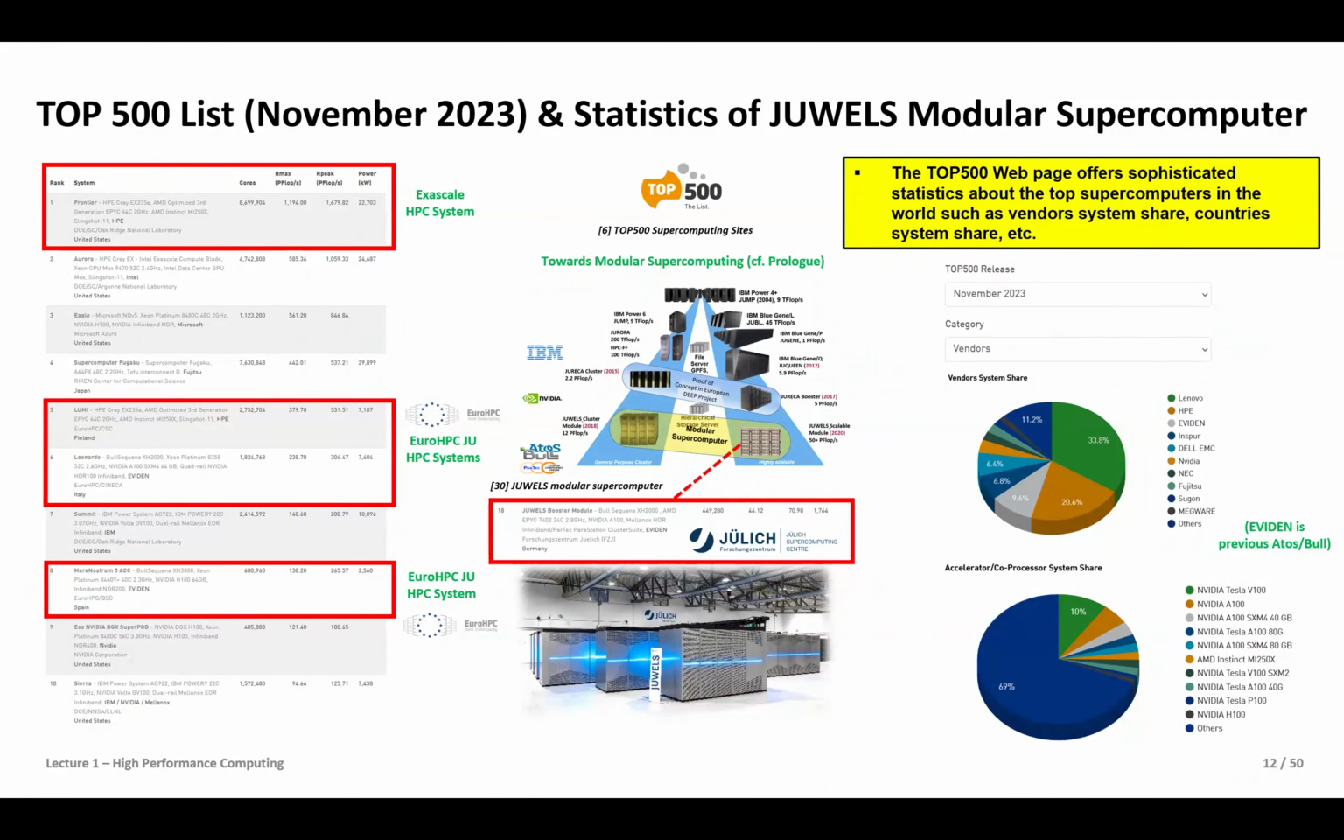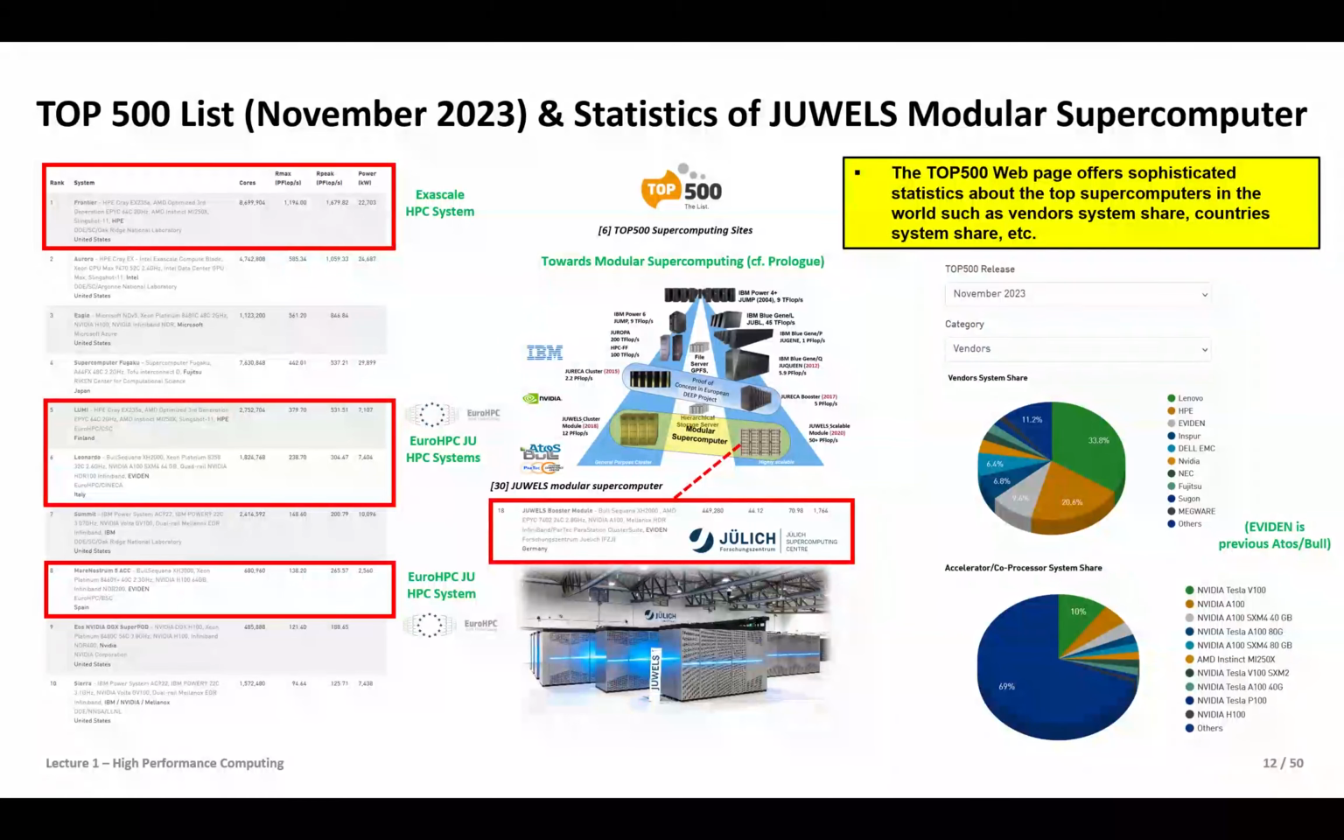Then we have here LUMI and Leonardo. You have learned that already in one of the lectures. That's our system in Finland and in Italy, and these are EuroHPC systems. But the rest is really United States, United States, United States, etc. There's a small exception in Japan.